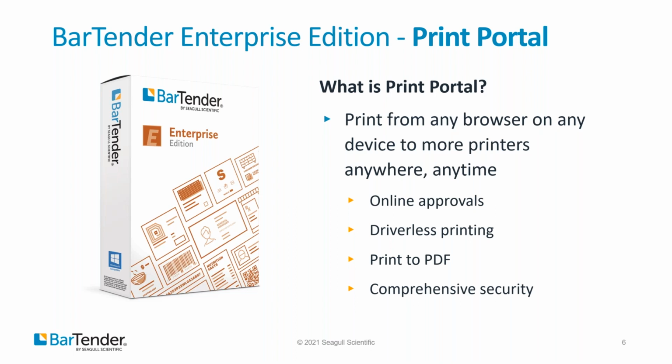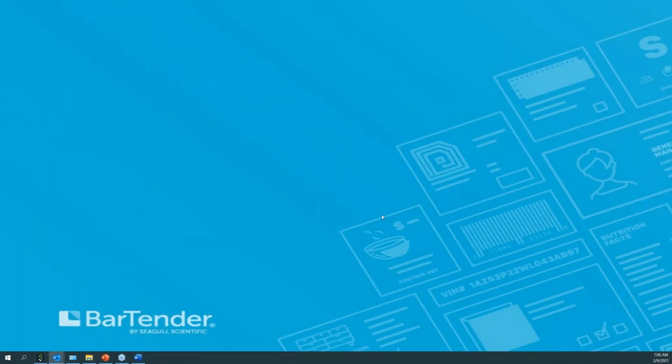So now that we know what Print Portal is, what it's used for, and how to implement it, let's take a look at Print Portal. Let's demo this out, right? Let me go and exit the presentation here. And I'm going to minimize my screen, and we're going to access Print Portal.